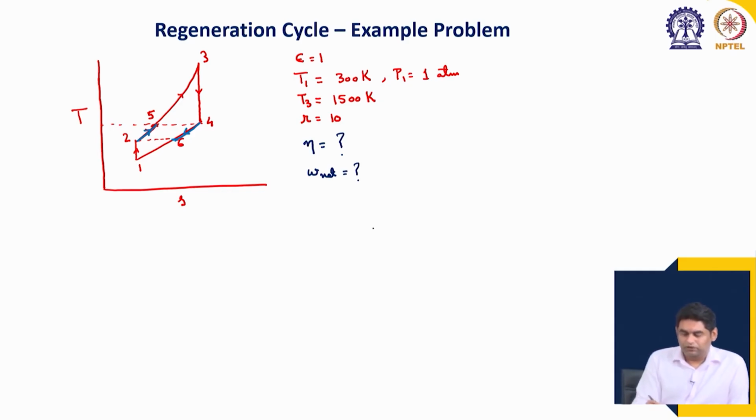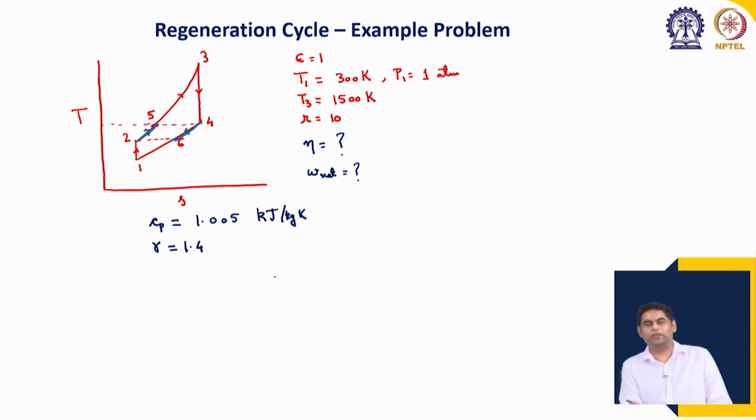So, what were the parameter values taken previously? Same parameter values we should take for all these air standard cycle problems. Cp is taken as 1.005 kilojoule per kg Kelvin. Then gamma is 1.4. If R is needed, in this case not needed, R should be taken as 0.287 kilojoule per kg Kelvin, which is the standard value for air. Capital R is the specific gas constant.